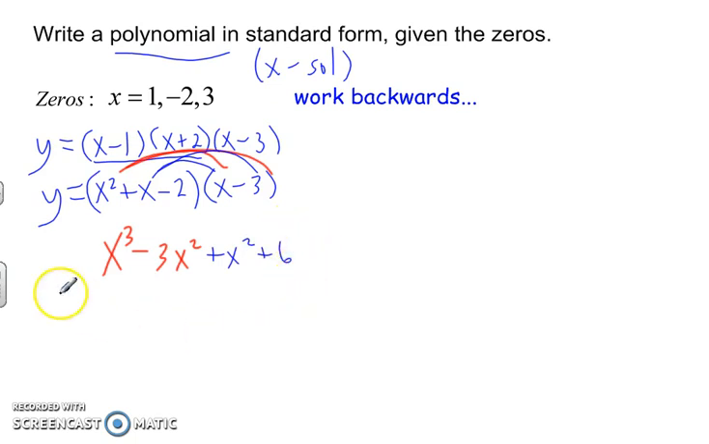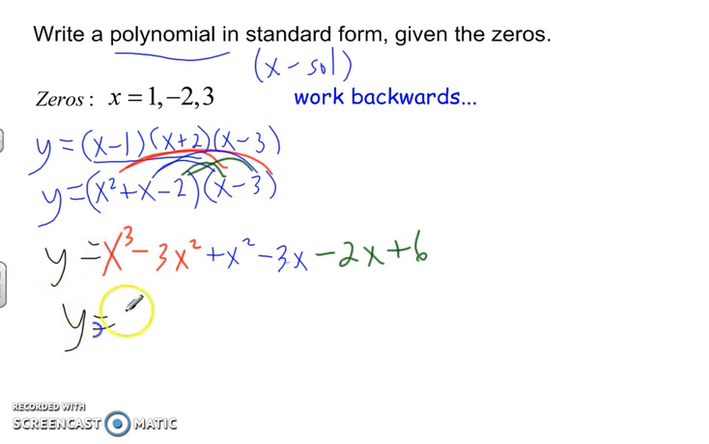Oh, sorry, that's not plus 6. My eyes go to a different spot there. So that would be x times -3, which would be minus 3x. And then -2 times x and -2 times that, so that would be -2x plus 6. Combine like terms here, we still have a y equals out front, so this would be y equals x to the third, minus 2x squared minus 5x plus 6.